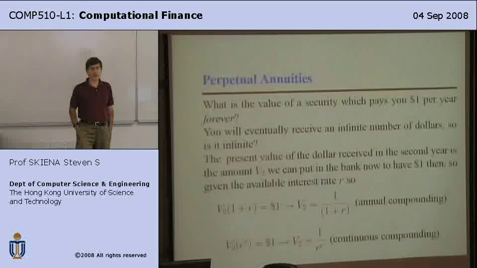You're trying to value what? What was the whole point of this thing? You're trying to value what you should pay for this thing that is going to give you a stream of payments of $1 a year, right? R is the interest rate you can get on it, it seems to me. If you're trying to value it, it's a question of what interest rate you can get. Okay? Any questions?